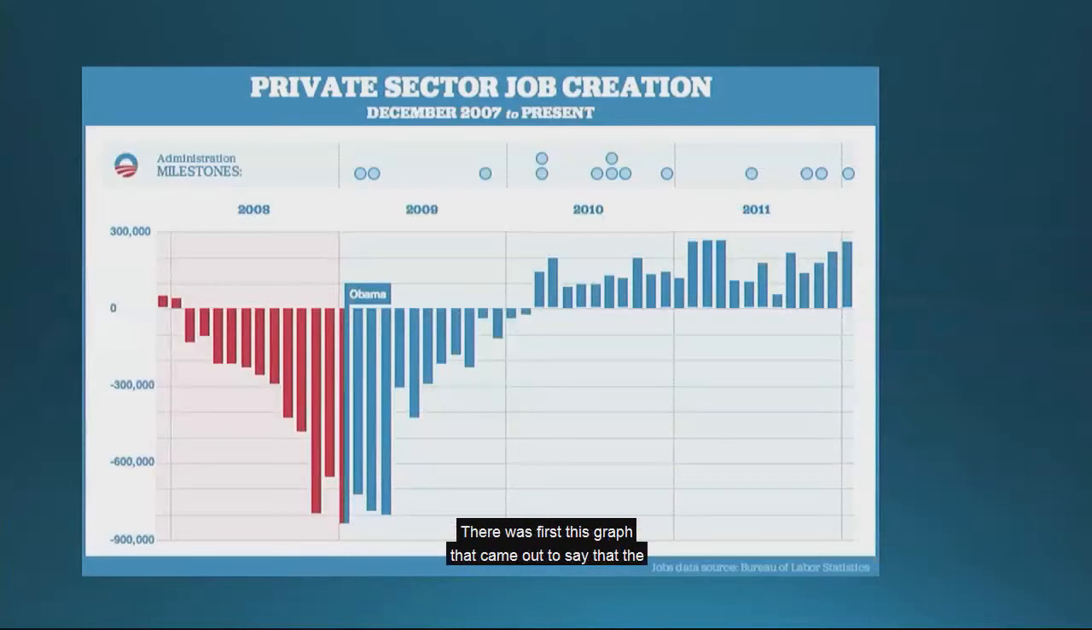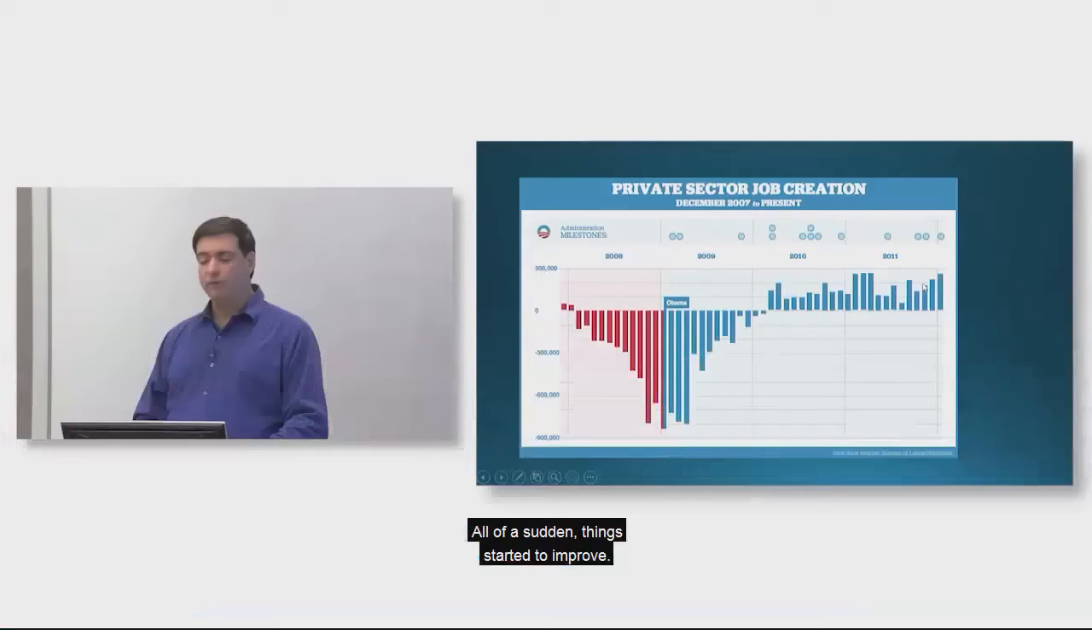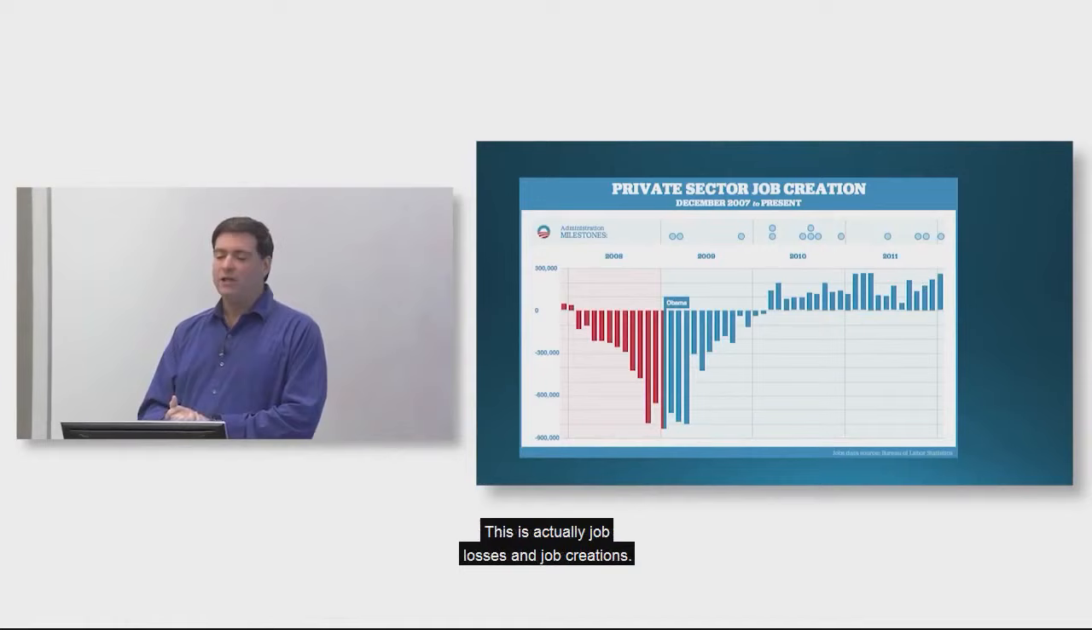There was first this graph that came out to say that the moment Obama came to office, things turned around. You could see this directly, red down there, oh bad, and all of a sudden things start to improve. Well, it's interesting because it was the choice of what they were showing here. This was actually job losses and job creations. So it wasn't the absolute number of jobs.